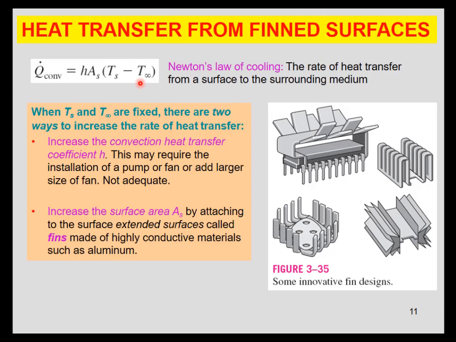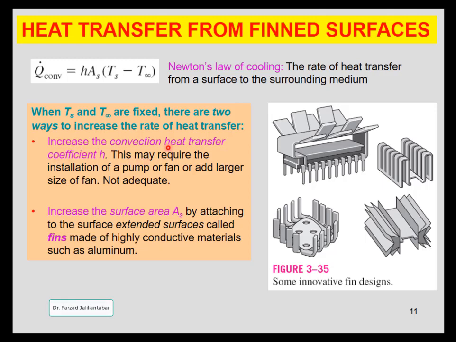We are usually interested in increasing the rate of heat transfer from surfaces, especially when we have a hot surface and we want to cool it down. When Ts and T infinity, the temperature at the surface and the temperature of the medium around that surface, are fixed, we have two options to increase the rate of heat transfer by convection from that surface to the environment or vice versa.